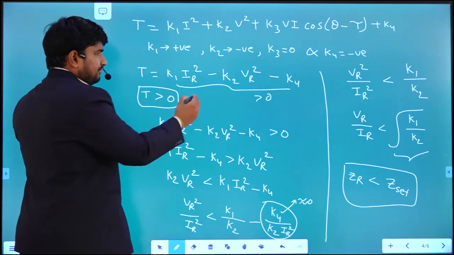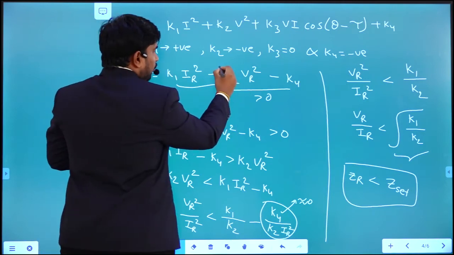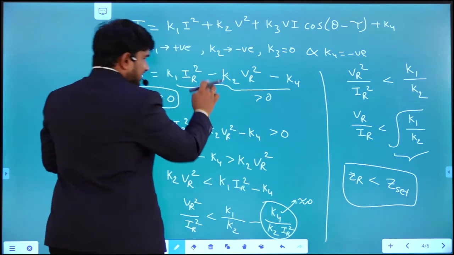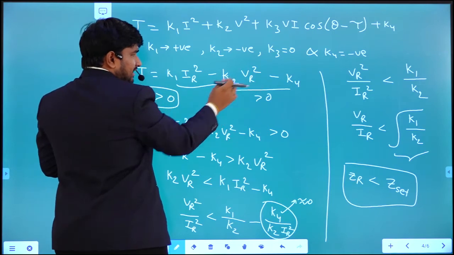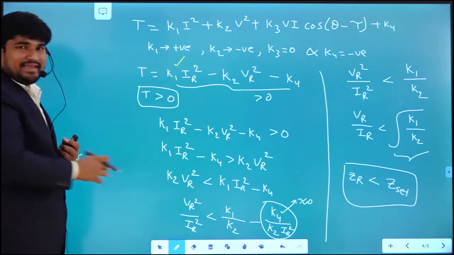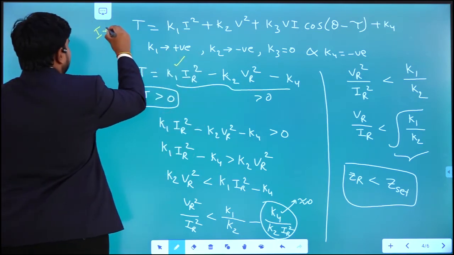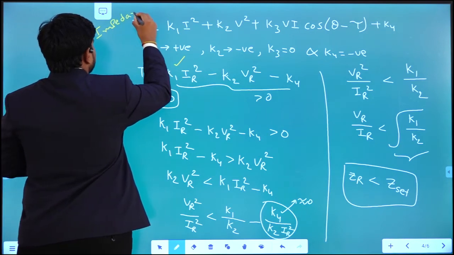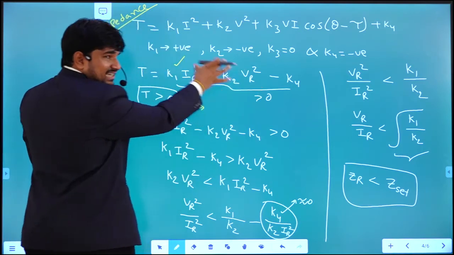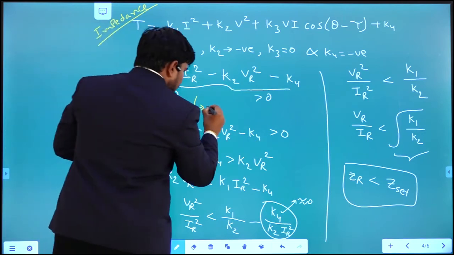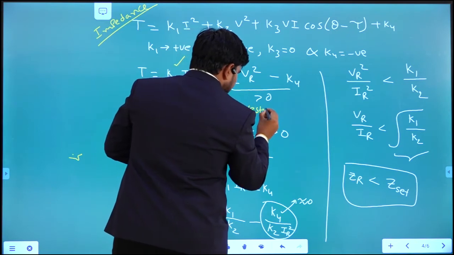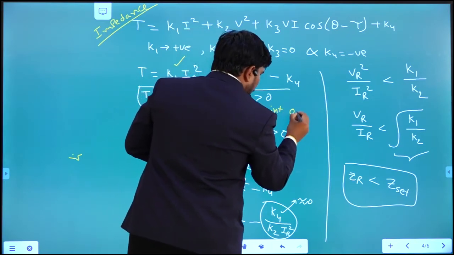Now I forgot to mention one thing here. As we are taking the voltage parameter as the restraining quantity and the current parameter as the operating quantity, I can call this impedance relay a voltage restrained over current relay. So, voltage restrained over current relay.